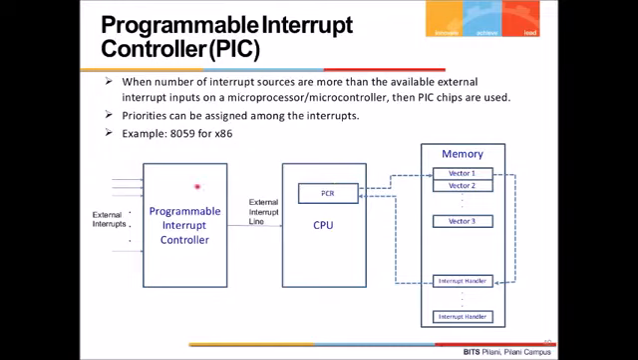And among these lines, we can have interrupt priorities. For a more critical interrupt, we can give higher priority, and for less critical interrupts, we can give lower priorities. An example of such a programmable interrupt controller, or PIC in short form, is 8259, which is used for the x86 architecture.